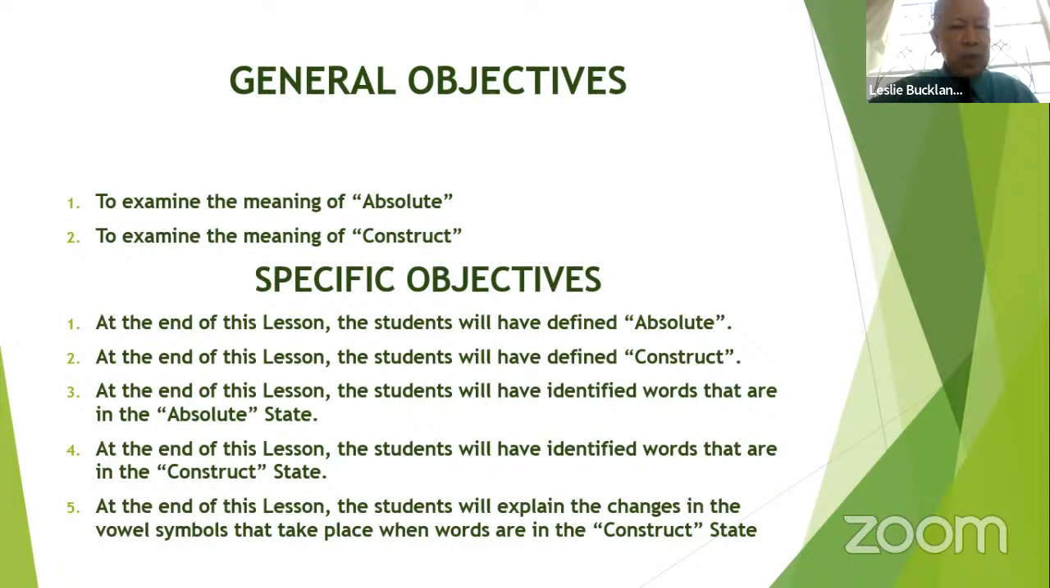The specific objectives of this lesson are: 1, at the end of this lesson, the students will have defined absolute. 2, the students will have defined construct. 3, the students will have identified words that are in the absolute state. 4, the students will have identified words that are in the construct state. 5, the students will explain the changes in the vowel symbols that take place when words are in the construct state.